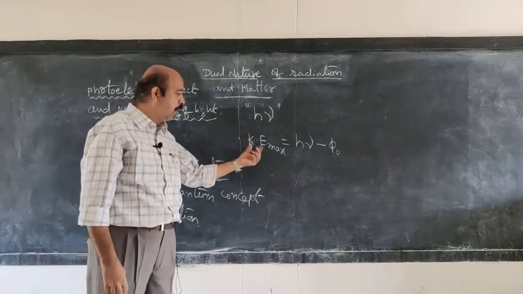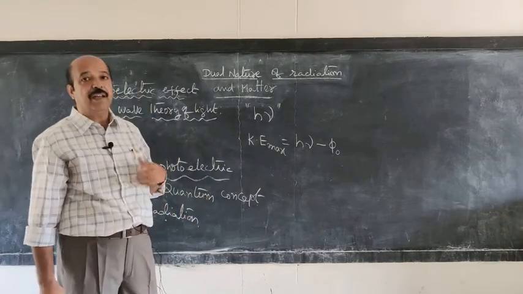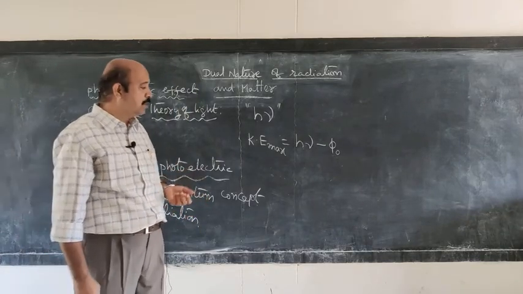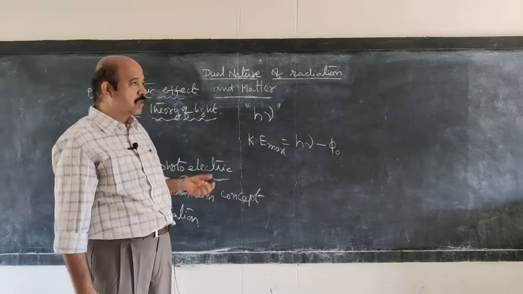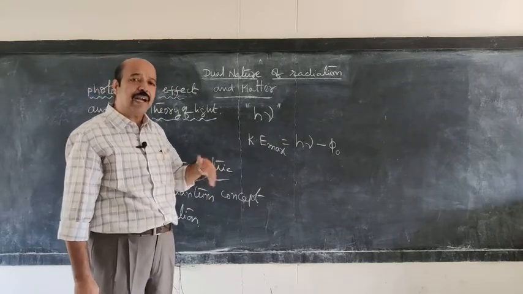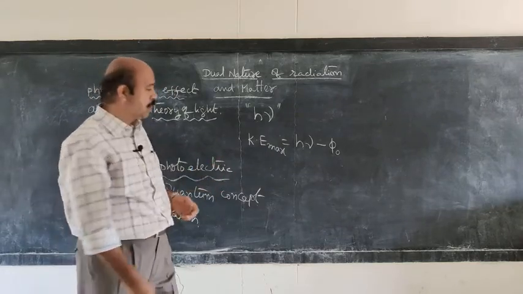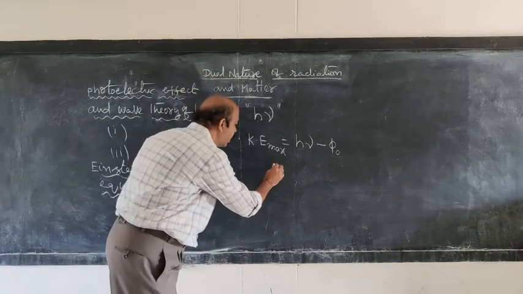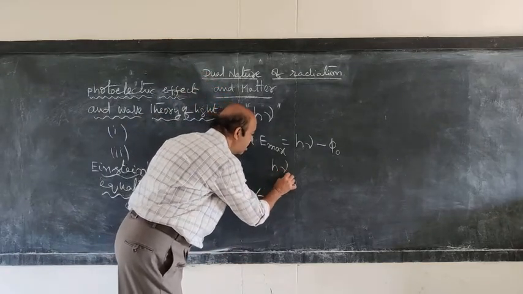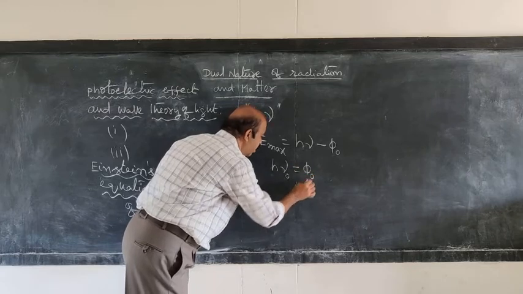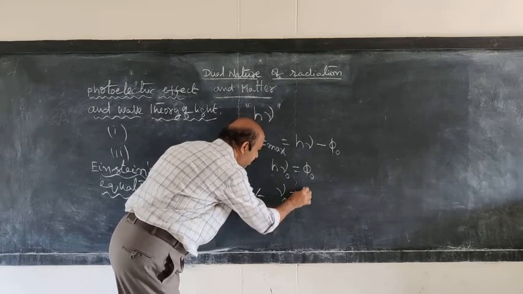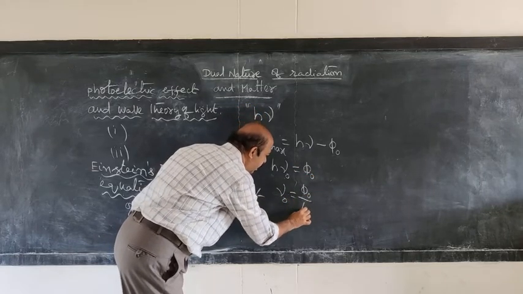And since you know kinetic energy is a non-negative value, it cannot have a negative value, so it should be positive, or at the minimum can be 0. So taking that condition, you can write h nu naught is equal to phi naught. So the threshold frequency is given by phi naught by h.